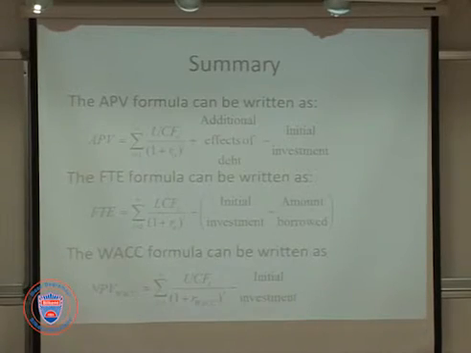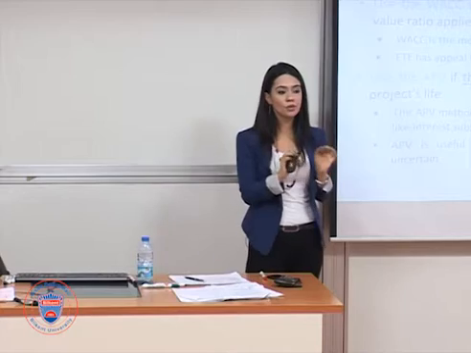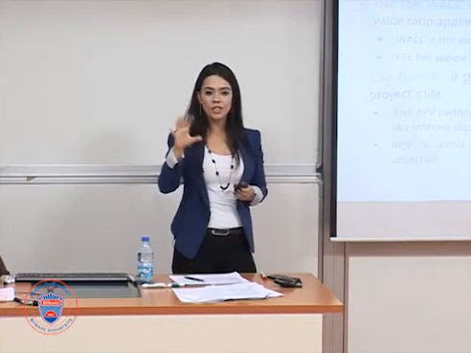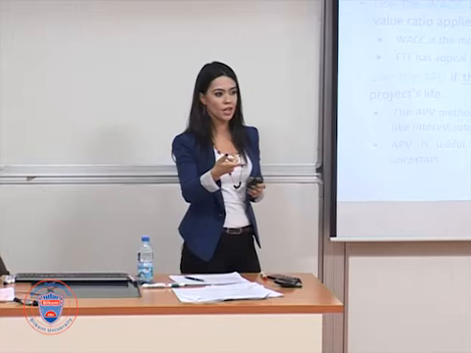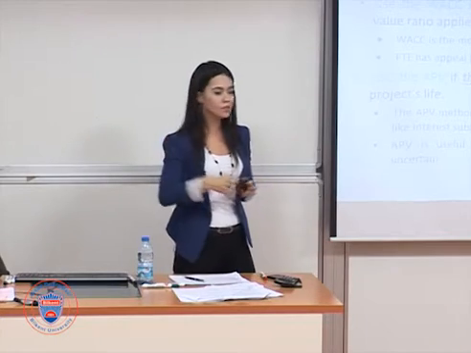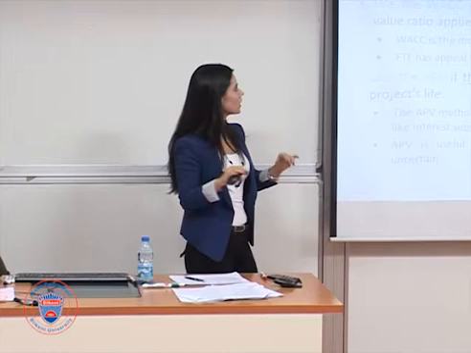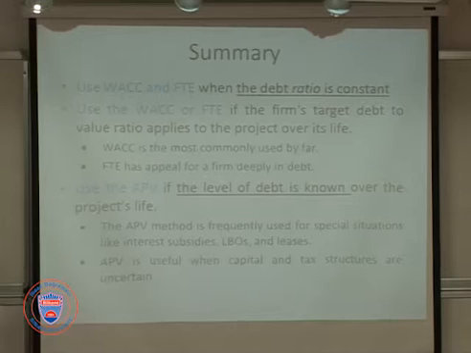Let's go over those two. The important thing about those is when to use what. In weighted average cost of capital or flow to equity approach, you should use them when the debt ratio is constant. When the debt ratio changes, your cost of equity will change a lot. Do you remember that? If the debt to equity ratio changes, beta changes, and cost of equity will change. So when the debt ratio is constant, you don't have that problem. You can use WACC or FTE.